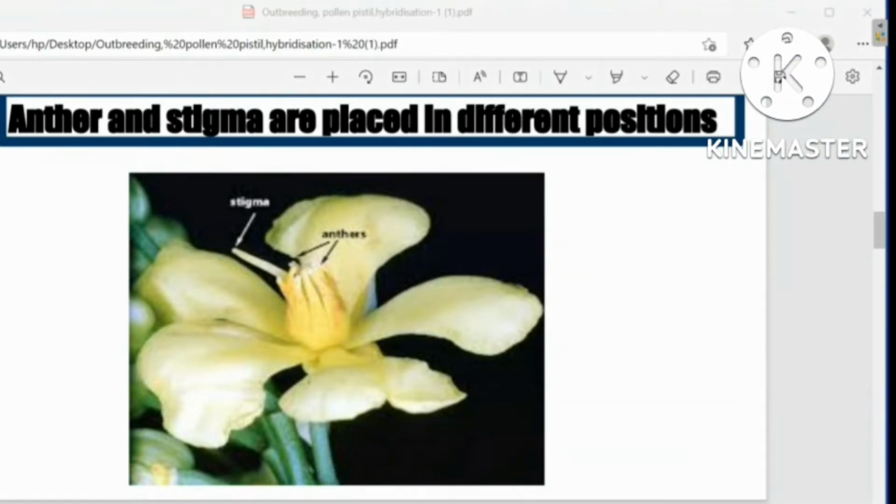Here we can see the anther as well as the stigma. They are placed in different positions, like stigma is present over here and these are the anthers. So since they are placed in different positions, the chances of the pollen grains from this anther to fuse with the stigma of the same flower is rare. So this can promote cross-pollination, that means outbreeding.